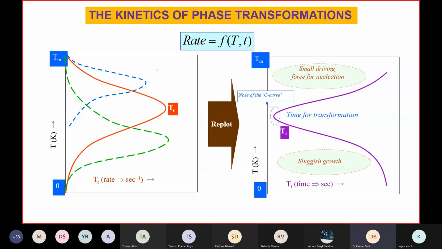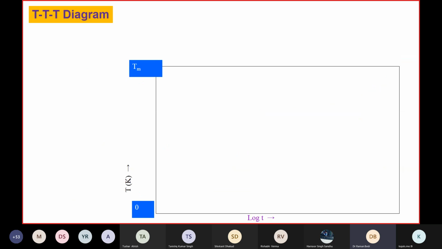I come back to this curve here. We say this is the rate of transformation curve. The rate of transformation is maximum at somewhere here. And when I plot time in place of rate, we find that you get an inverted curve. What is the fun of the inverted curve? It is just coming up. Let us see what a TTT diagram is now, which I said we'll be discussing: the time, temperature, and transformation diagram.